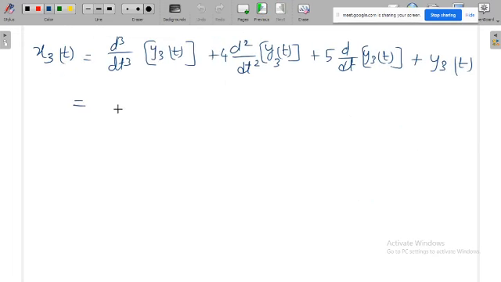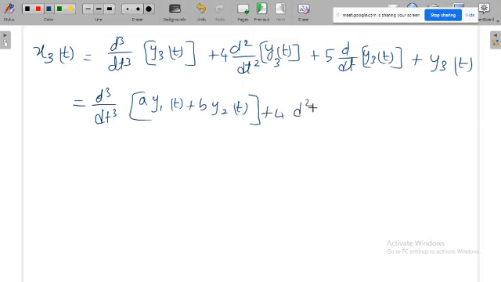Once you substitute that, d cube divided by dt cube, again this equation will be a little bit lengthy. Wherever y3 of t is there, you replace it with that linear combination a y1 of t plus b y2 of t, and again in this step 4 d square divided by dt square a y1 of t plus b y2 of t.